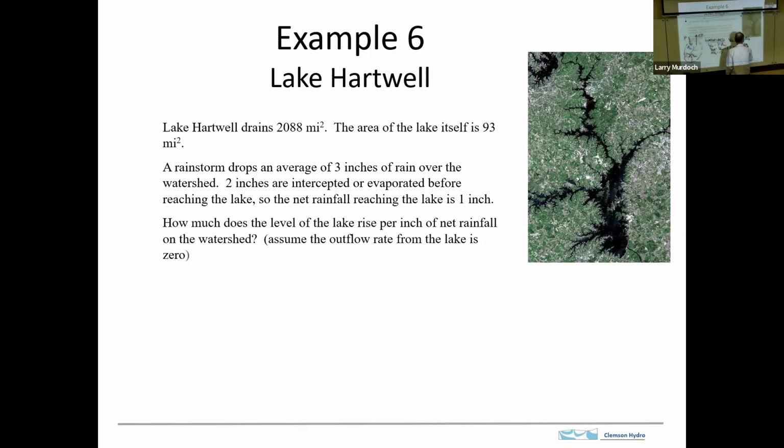So that's for the watershed, and then for the lake, we'll do the same thing. V in, so we could include what's called direct rainfall, which is the rain that is falling right on the lake. But let's just ignore that for now and just assume that all the water that is coming in is coming from the watershed. So V in to the lake will just be V out from the watershed.